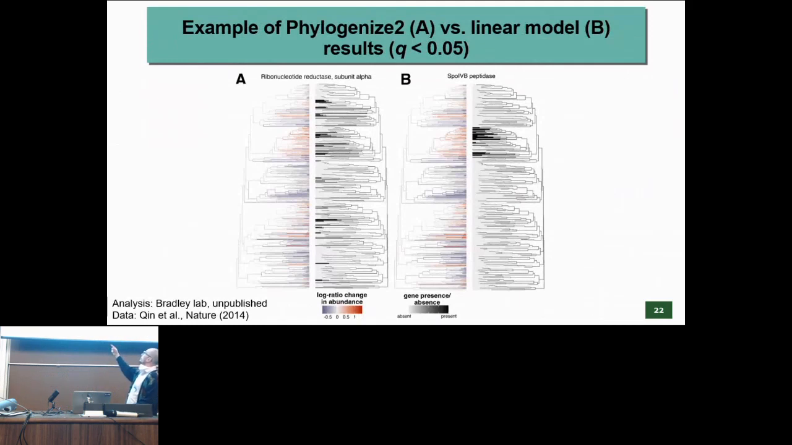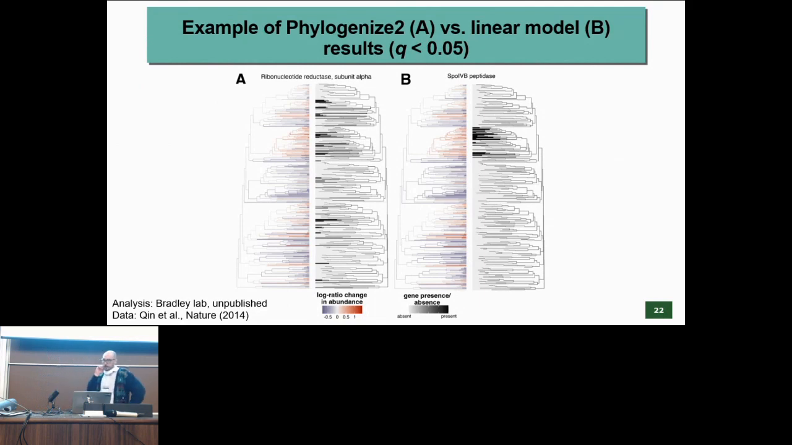On the left is one of our top 20 hits from phylogenize. On the left we have the change in abundance, so this moderated change in abundance. And then on the right, you can see gene presence absence. You can see that across the whole tree of the Lachnospiraceae, gene presence and absence is correlated with higher abundance. In contrast, when you look at some of the top hits from the linear model, which is on the right side here, you can see that these hits are really phylogenetically restricted, right? That's what I'm talking about when I say that the linear model tends to pull back clade markers, right?